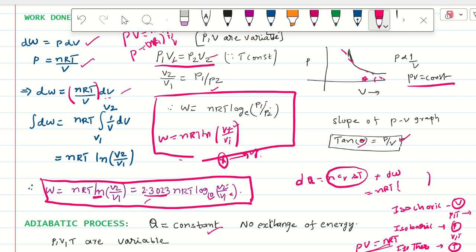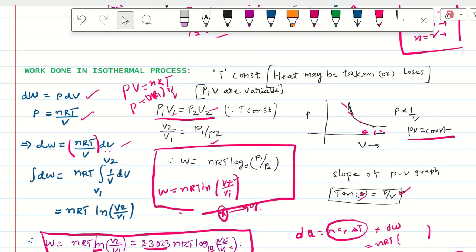Now we have to change this ln into log 10 by multiplying by a factor, that equals 2.303 into nRT of log 10 V2 by V1. Because we know log 10 values only, logarithms we will study. Otherwise, in the problem they will give ln value or log 10 value, you have to check. If ln value is given, we directly substitute. If log values are given, then for the answer you have to multiply with 2.303. So that I have to check once.